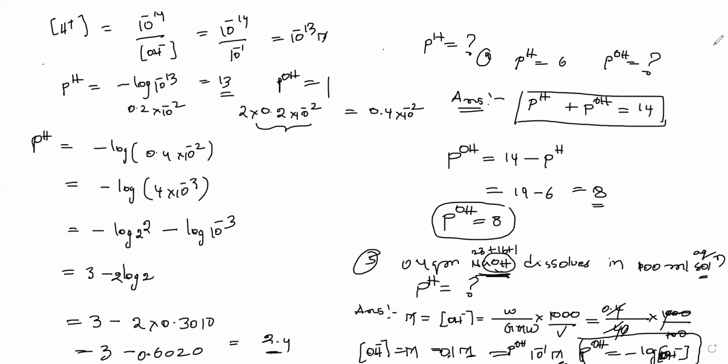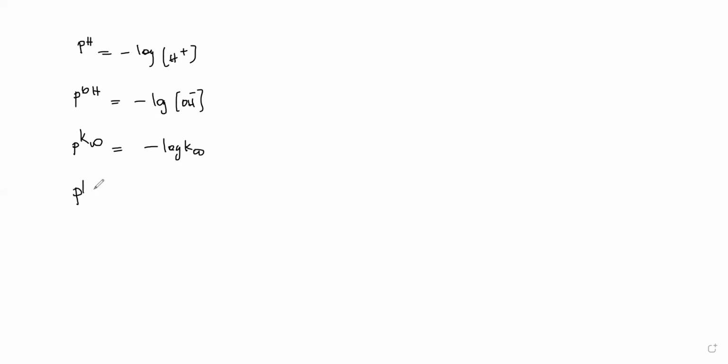So like this, we are giving general equations for all of these. Finally, I'm writing: pH is equal to minus log H plus. Next, pOH is equal to minus log OH minus. Then pKw is equal to minus log Kw. Then pKa is equal to minus log Ka. Then pKb is equal to minus log Kb. So these are the equations useful in different types of problems.